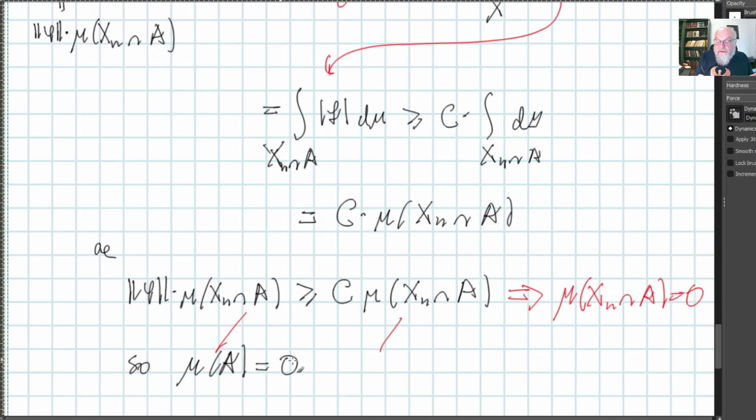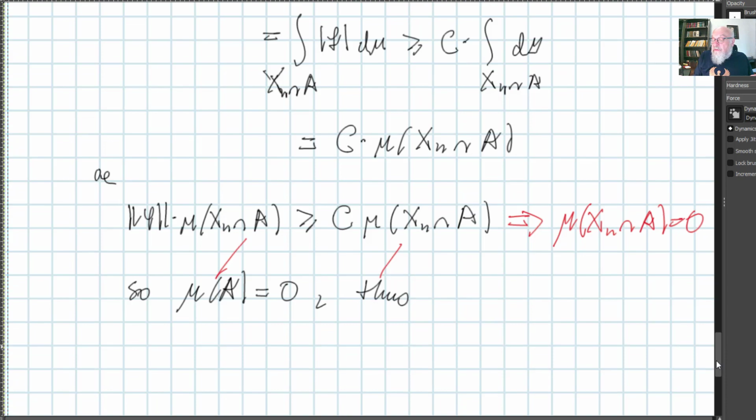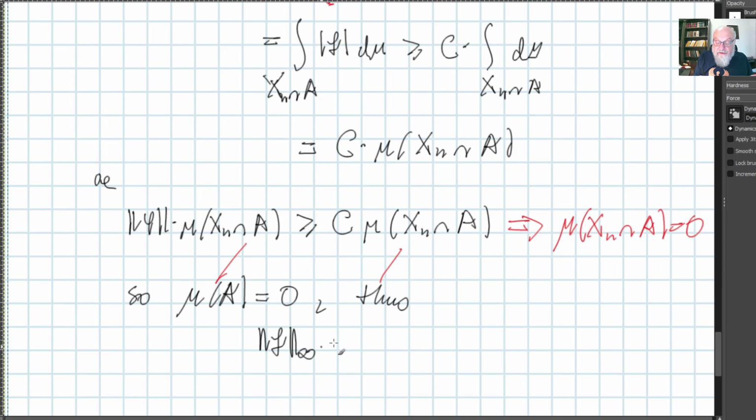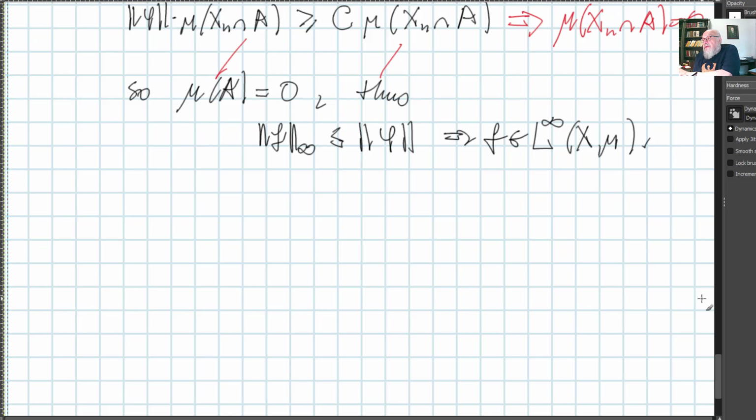And here we have that the norm of f infinity is smaller or equal than the norm of this functional phi. And that means f is an element of the space L infinity(X, mu). Once we have this element, now we can proceed further. Namely, we can definitely show that this is actually a representation.